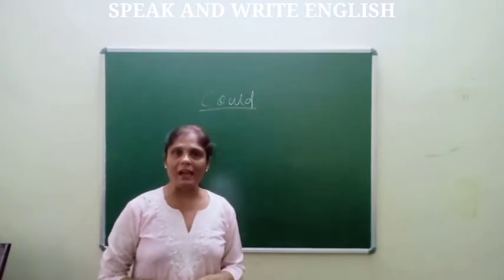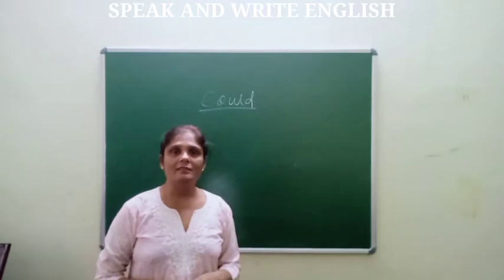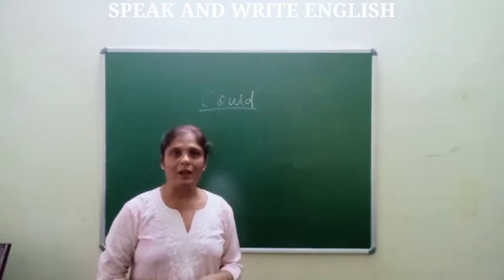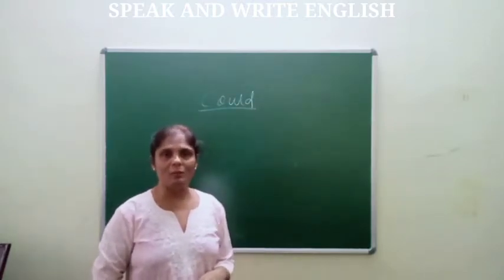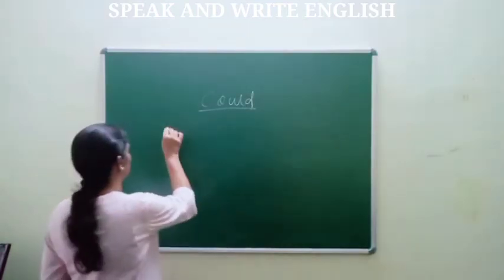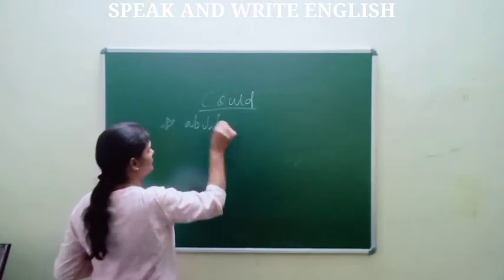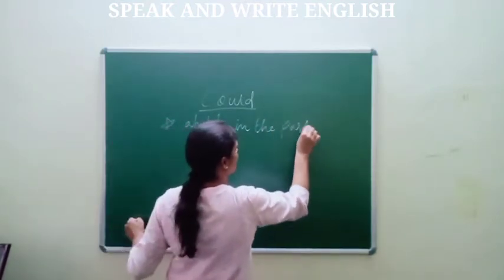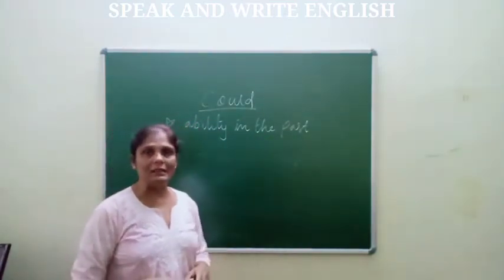Whereas the modal can speaks about the present ability, the modal could speaks about the past ability. Maybe the ability may not be there today, but the ability was there in the past. We make use of the modal could when the ability to do something was there in the past.